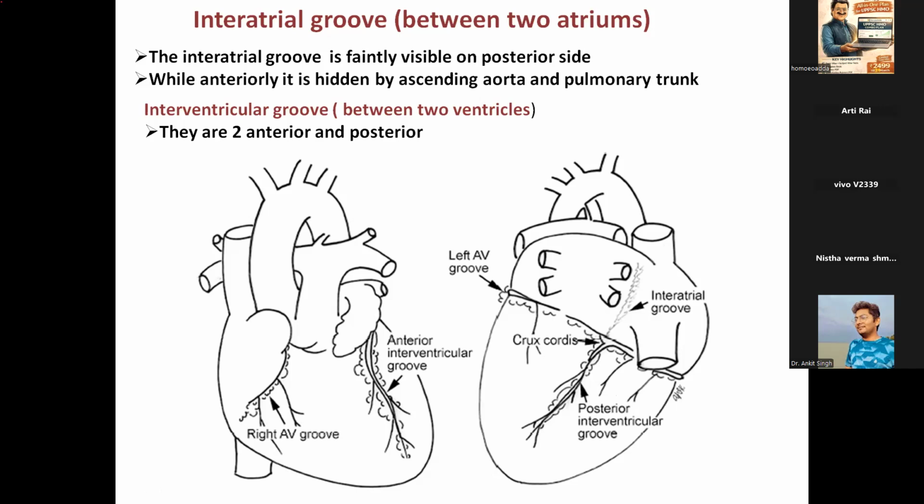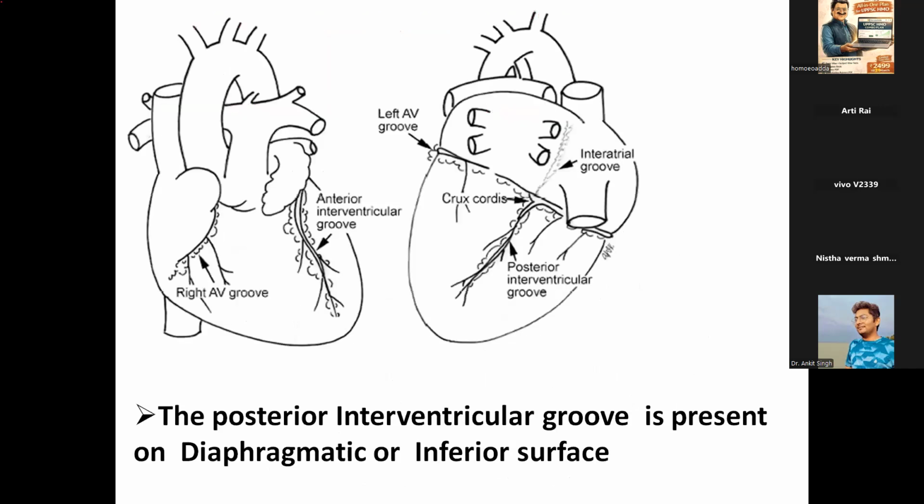So regarding grooves and sulcus, we first understood the coronary sulcus, or you can say atrioventricular sulcus, dividing the atrium from the ventricle. Then we tried to understand the interatrial groove, which is not visible on the anterior side, but on the posterior it is faintly visible, dividing the two atriums. Finally, we looked at the interventricular groove. There are two interventricular grooves, one on the anterior side, another on the posterior side. As the name suggests, it separates the right and left ventricles. So this is regarding the grooves and the sulcus. So we have completed external features as well as the grooves and the sulcus.